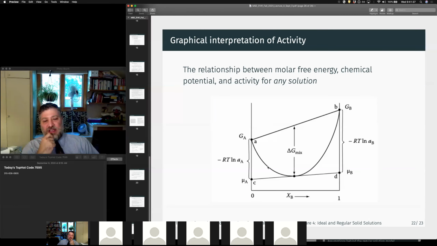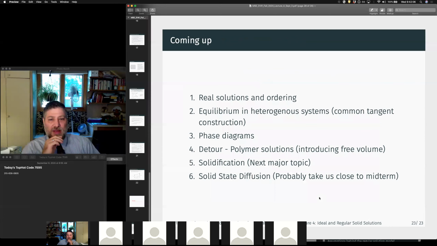So the activity is very important for things like trying to develop membranes for, say, filtration and solution separation. We need to know the activity of the species that we're trying to get out of water. So it really comes in handy quite a lot.